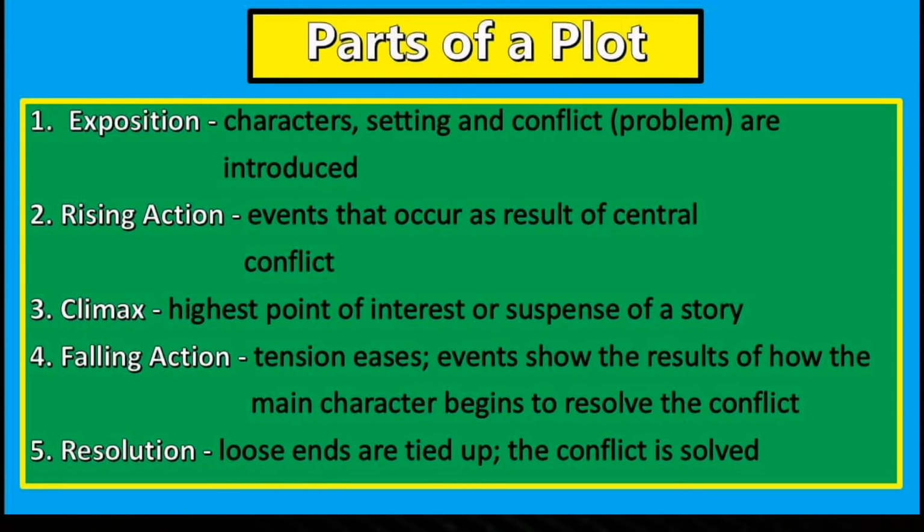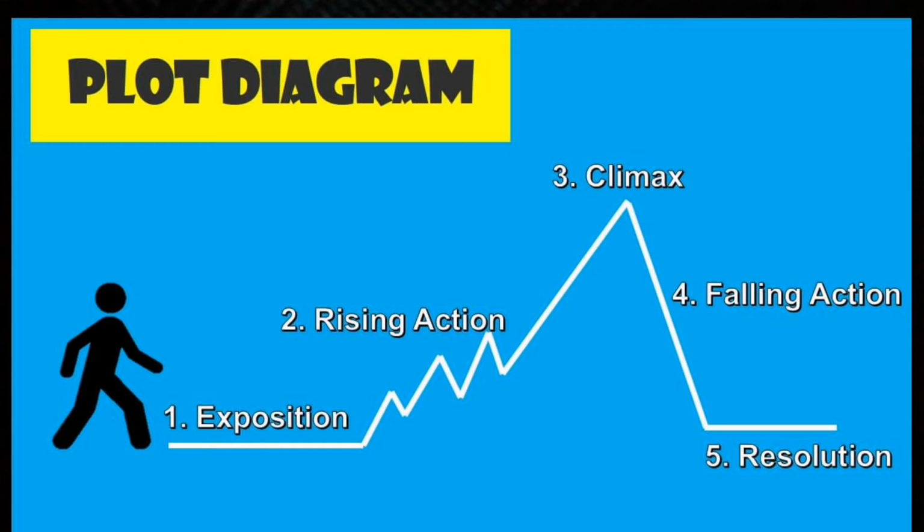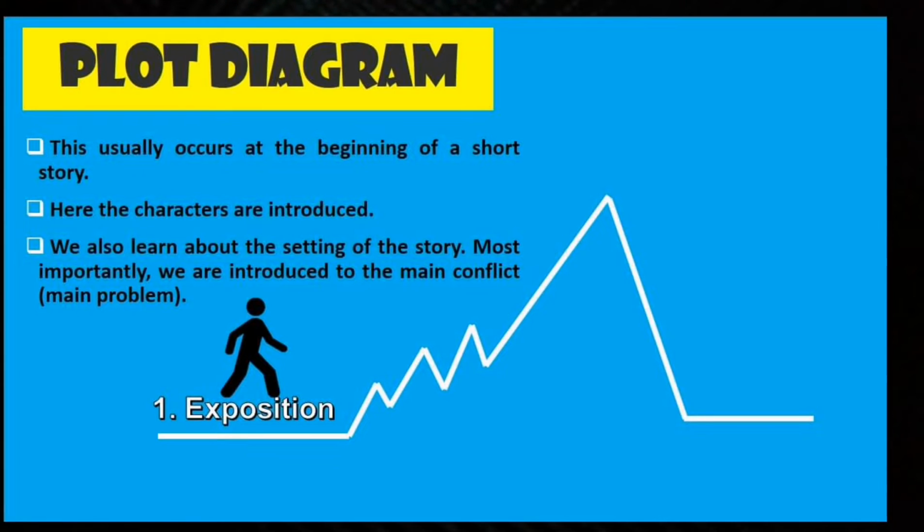If you're going to plot it in a diagram, we have this one. Okay, so number 1 is exposition, number 2 is rising action, 3rd is climax, 4 is falling action, and 5 is resolution. So, an exposition usually occurs at the beginning of a story. Here, the characters are introduced. We also learn about the setting of the story. Most importantly, we are introduced to the main conflict or the main problem in the story.